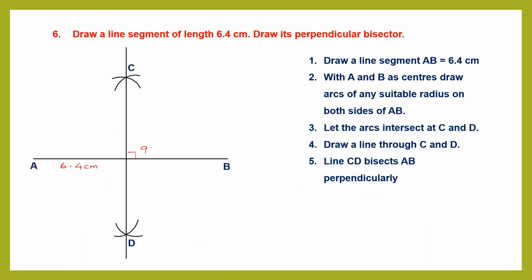A 90-degree angle is formed. That's why it's called a perpendicular line. And it's called a bisector because it has divided this line into two equal halves. Now you can check that also and see.